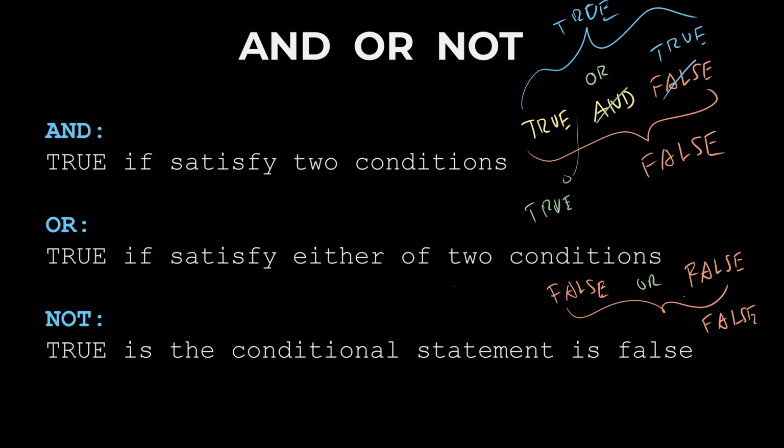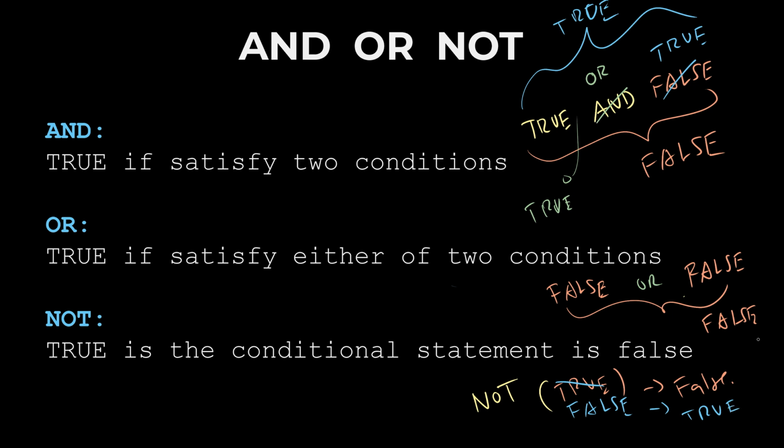And then for NOT, it just does the opposite. So that means if you have a NOT statement and this is actually true, it's going to return false. And then the opposite is true. If this is false, then it's going to return true. It just does the reverse. All right, so that's pretty much it.